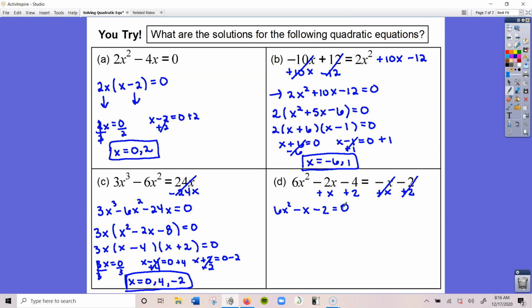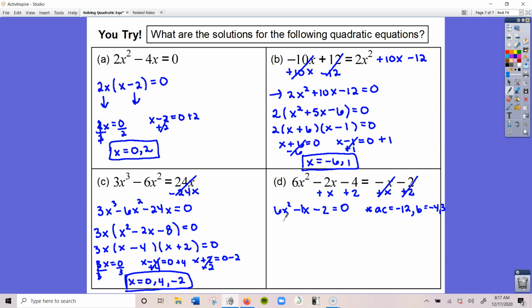Now, if you notice here, we have a 6 in front of the x squared. And if I can factor out a 6 from every single term, I would, but negative 1 and negative 2 cannot be divided by 6. So this is another example of when we would have to use the AC method. So we would do A times C, 6 times negative 2 is negative 12. And therefore B, the two numbers that multiply to give me negative 12 and add to give me this negative 1 would be negative 4 and positive 3.